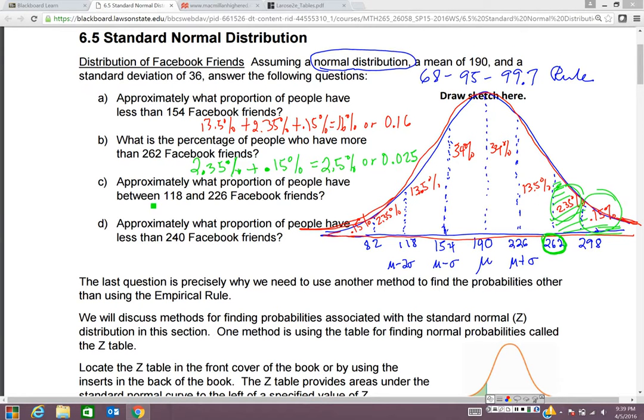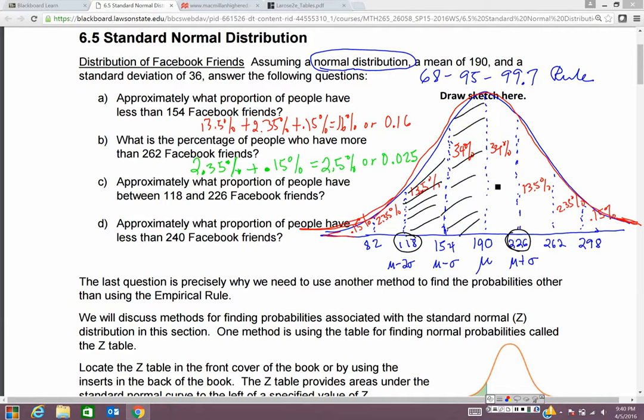Alright, now let's go on to C. Alright, for C, approximately what proportion of people have between 118 and 226 Facebook friends? So we have 118 here and 226 Facebook friends. So for this particular problem, we will shade the area between these two numbers. So that consists of all the numbers here, here, and here.